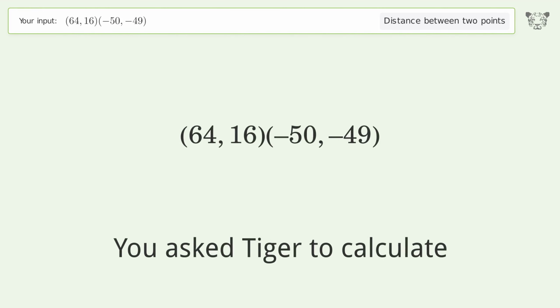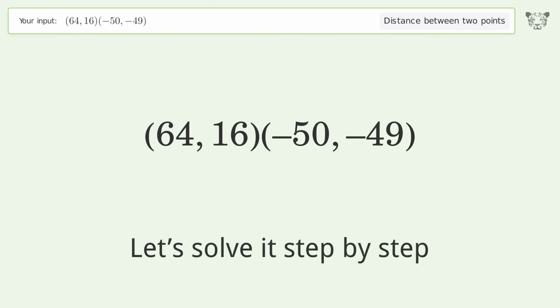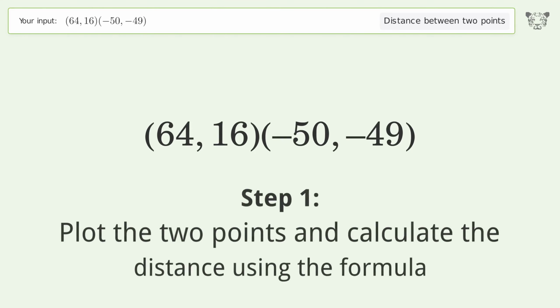You ask Tiger to calculate. This deals with the distance between 2 points. The distance between the 2 points is the square root of 17,221, or 131.229. Let's solve it step by step. Plot the 2 points and calculate the distance using the formula.